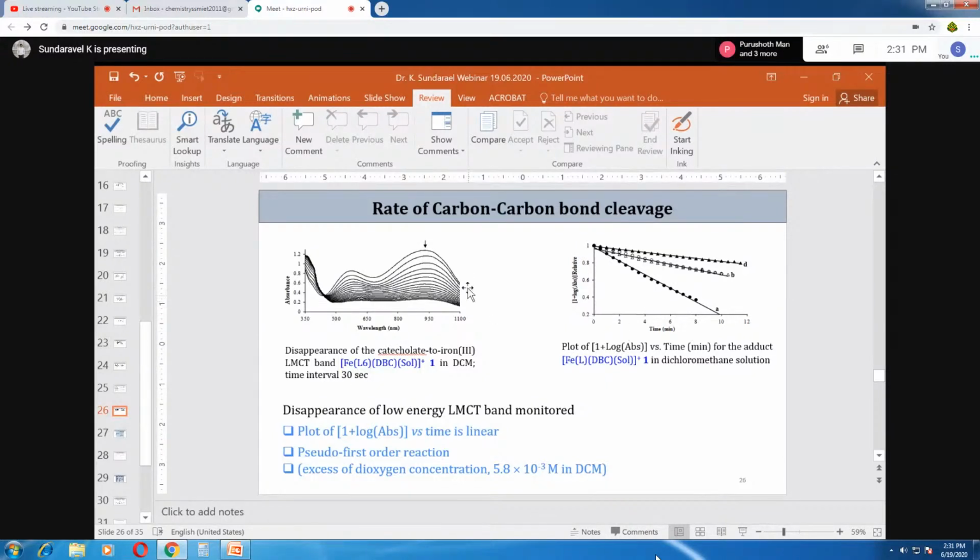All the complexes, after removal of the coordinated chloride ion and in DCM solution, react at a faster rate, and within 10 minutes the reaction is almost finished, giving a nice yellow color solution. The disappearance of the LMCT bands is monitored during the course of the reaction, and when we plot time with respect to the log of absorbance, we observe linearity. This linearity indicates that these reactions follow pseudo-first order conditions, because we keep the molecular oxygen concentration 10 times higher than the concentration of the catalyst. So this also mimics the enzymatic function in terms of reactivity.